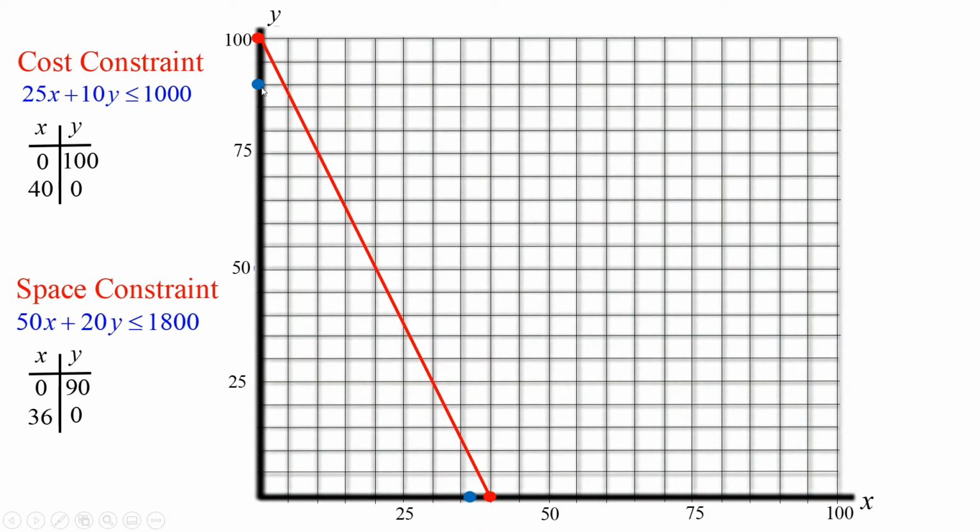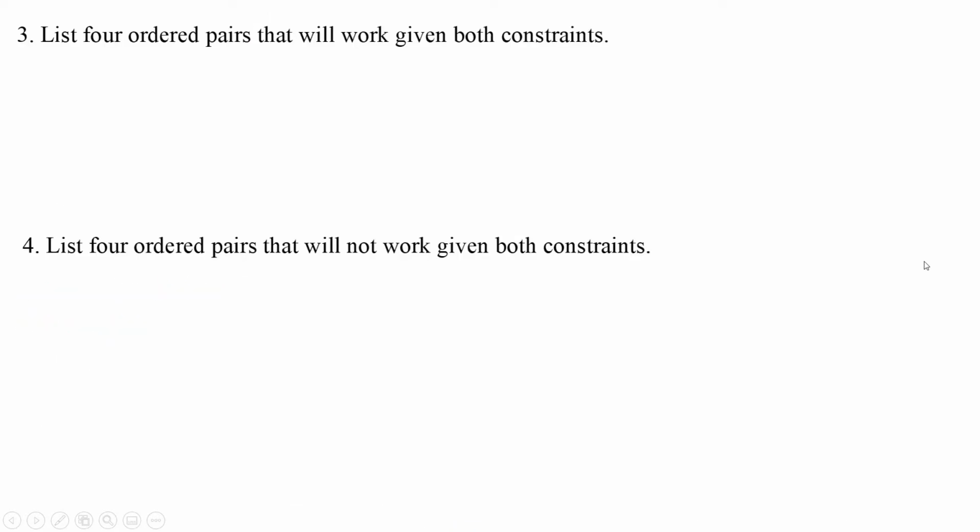And now we get our ruler out again, and we draw, do you see the equal sign? We draw a solid segment between the y-intercept and the x-intercept. So there's the two boundary lines. Perfect. Now, number 3, list 4 ordered pairs that will work given both constraints. And then number 4, list 4 ordered pairs that will not work given both constraints.